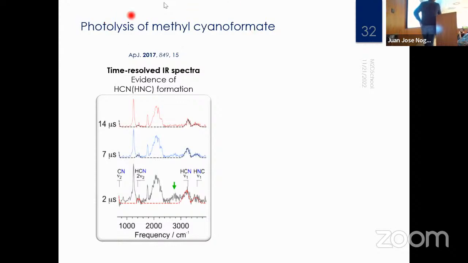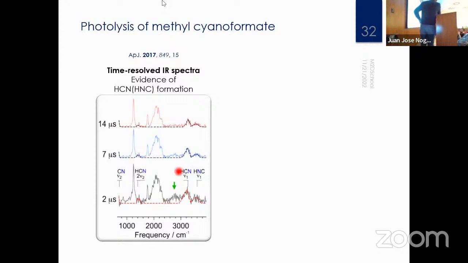What they do is the photolysis of this molecule. Again, most of the chemistry happens in the excited state, and then there is a cascading internal conversion process leading to the ground electronic state. And then they use time-resolved infrared emission spectra to probe the different products. And they found 2 bands here, which are consistent with both isomers, hydrogen cyanide and hydrogen isocyanide. And the ratio they get is approximately 0.1.